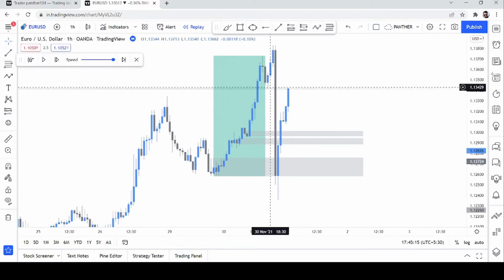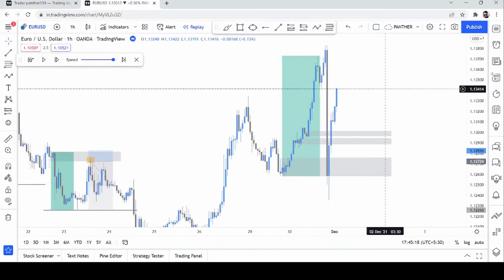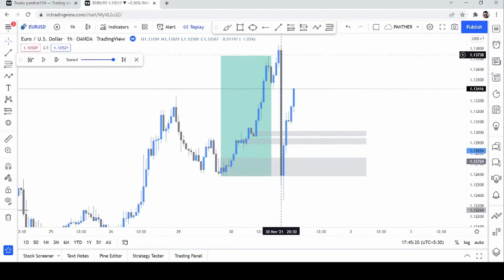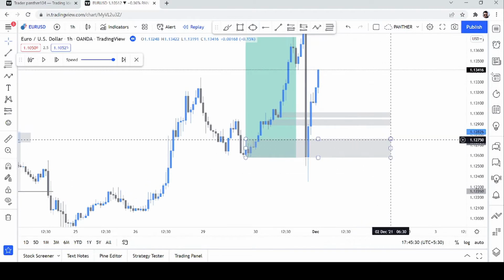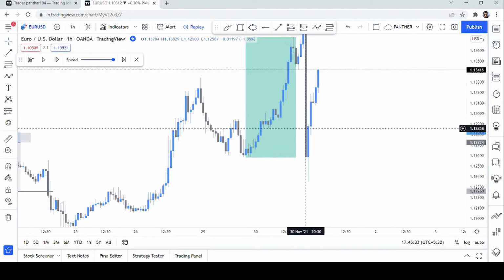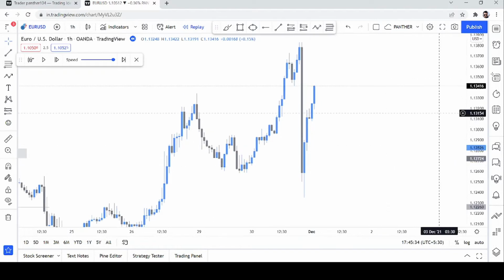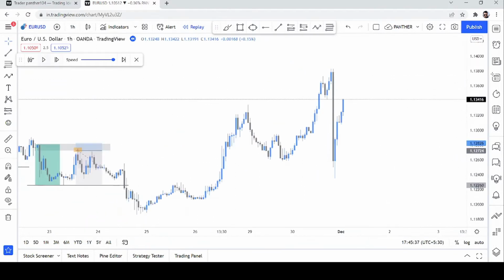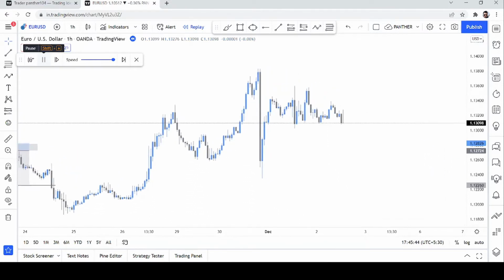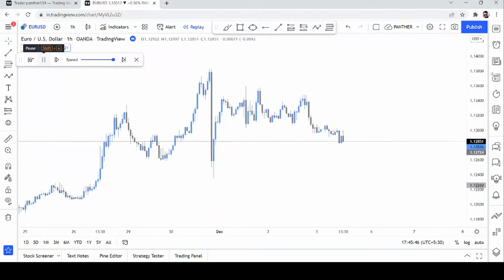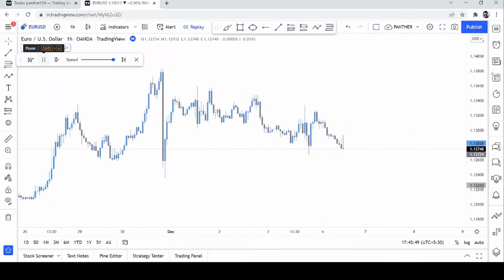Oof, boom. This must have been some kind of news or something, but there's no way we would have gotten a buy in this situation. It broke through everything. So this is no more valid. So let's see how it plays out.